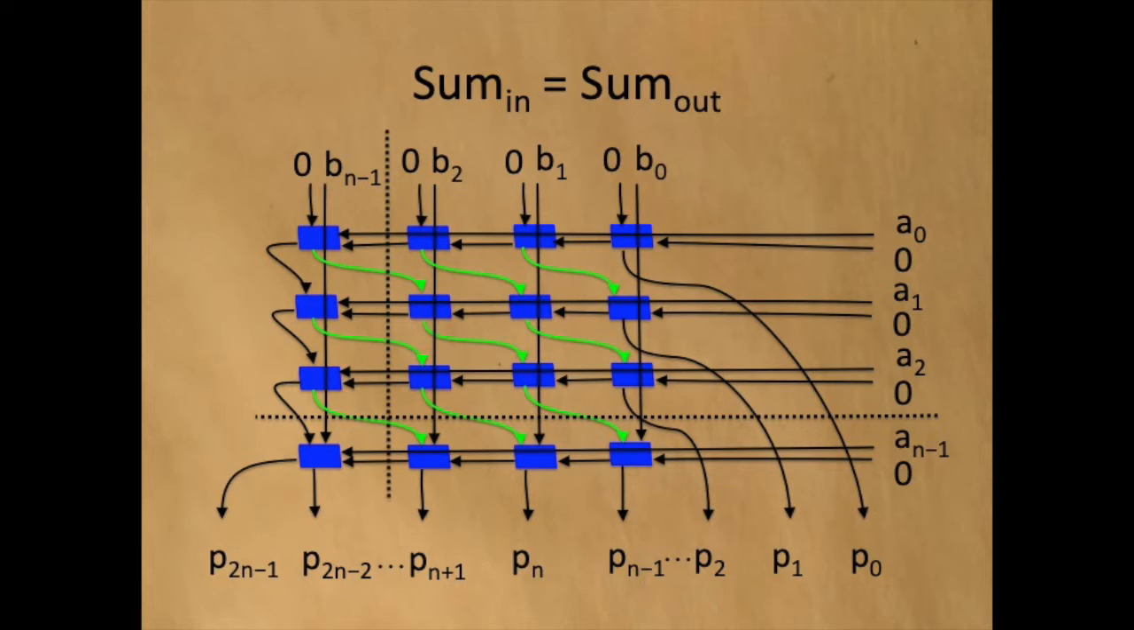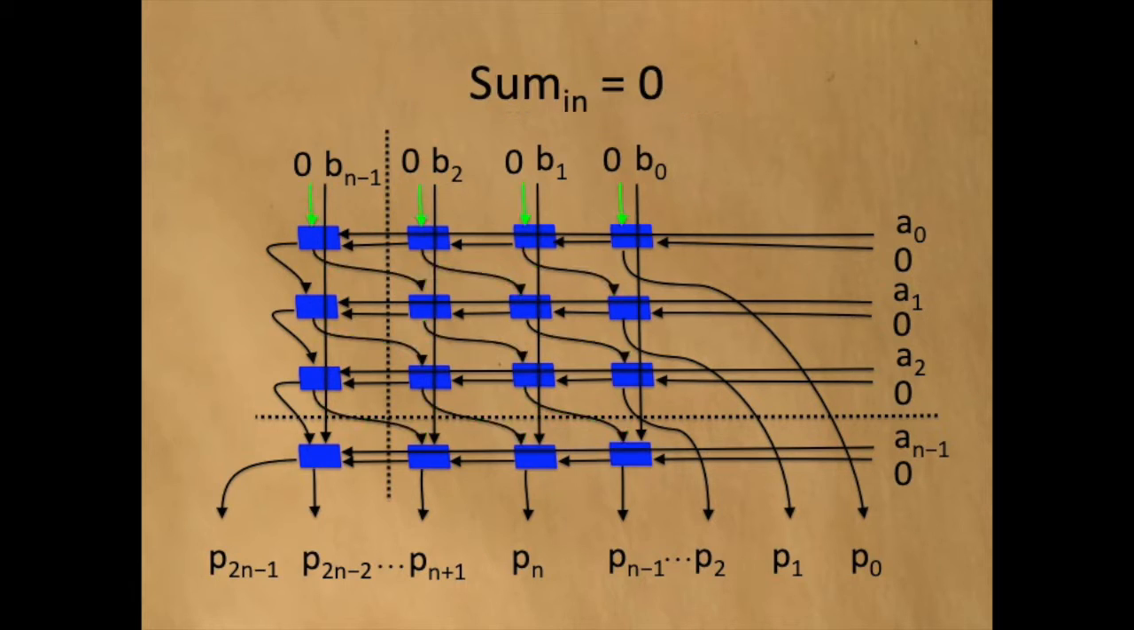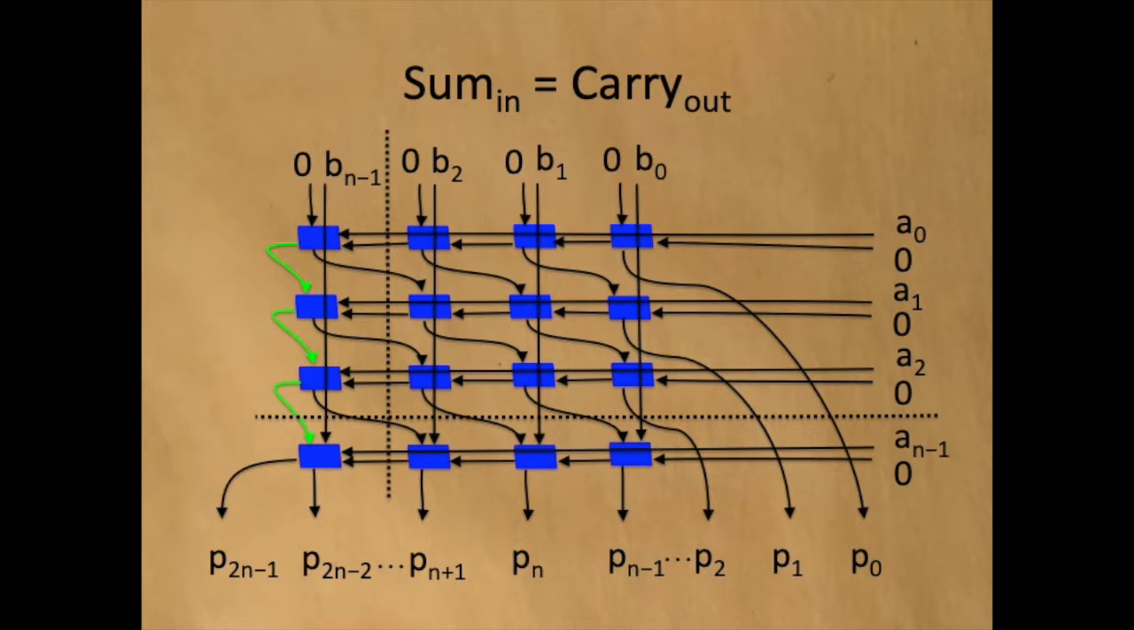In each diagonal, the sum-in of each box must equal the sum-out of the box above and to the left. In each column, the sum-in of the topmost box must equal 0. And in the leftmost column, the sum-in of each box must equal the carry-out of the box above it.